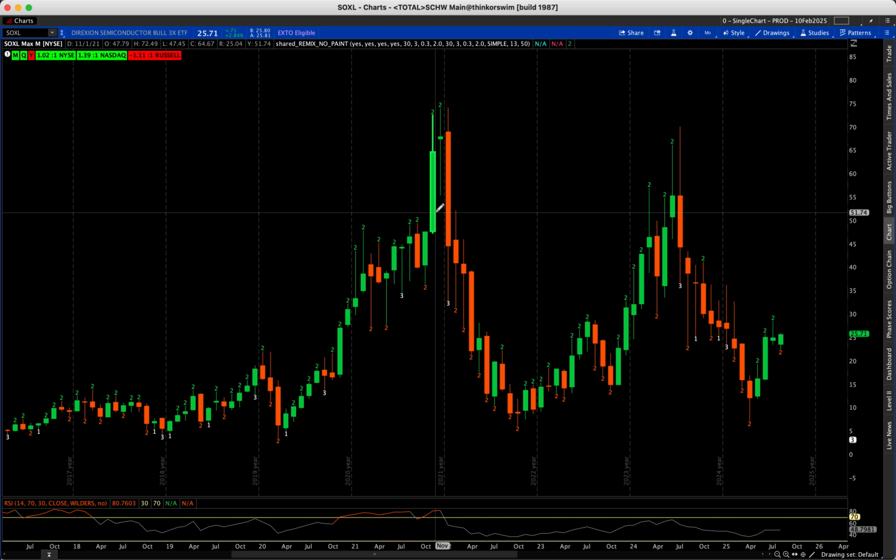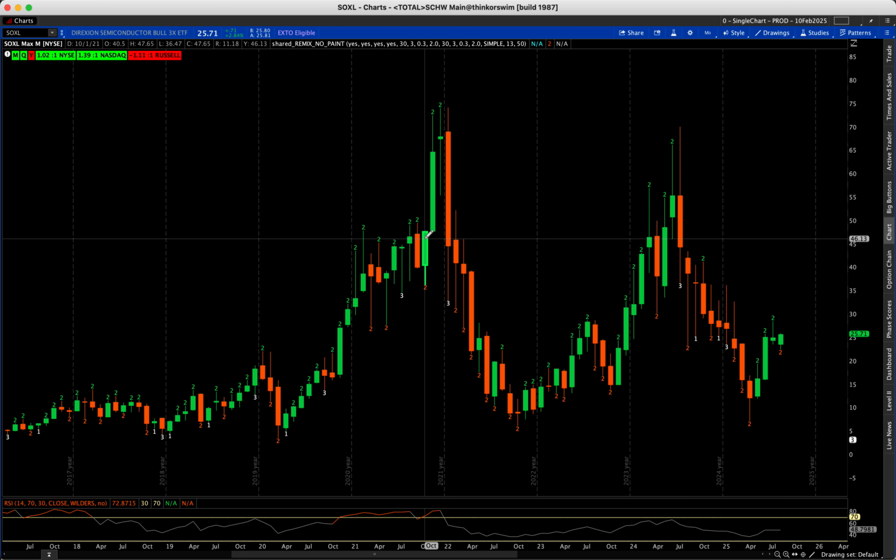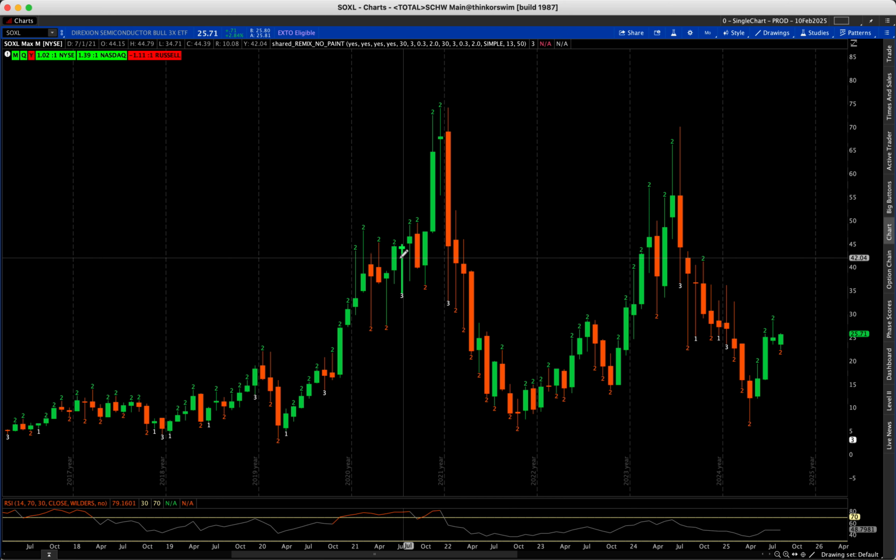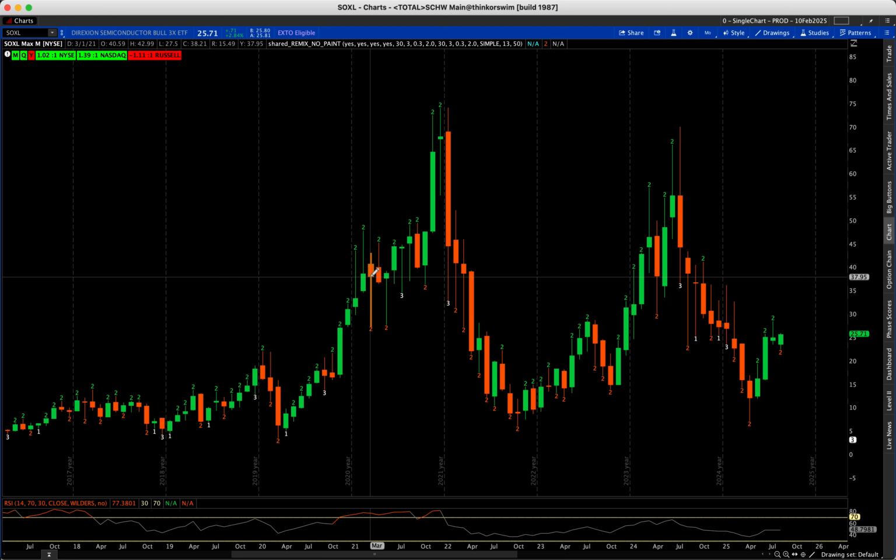So in this case, this candle is a 2 up because price action went above this candle. This is a 2 down because price action went below the low of this candle. It's not a 3 because it never went back above the high of this as well as below.